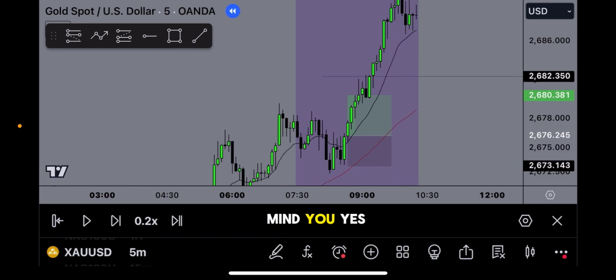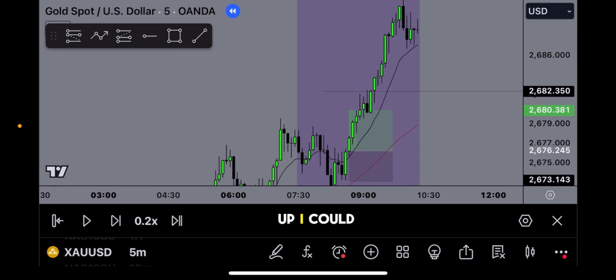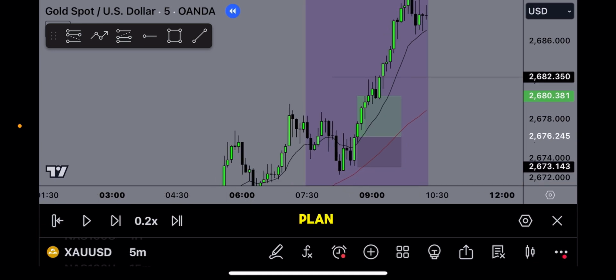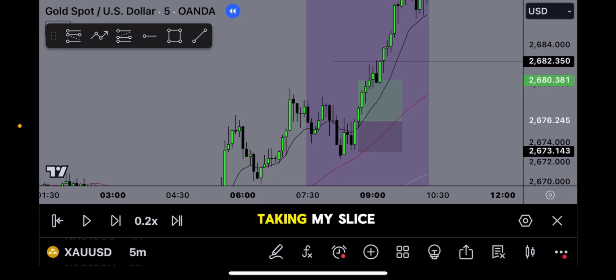And mind you, yes, price kept going up. I could have made more money. But at the end of the day, I'm just following my trading plan, taking my slice of the pie and calling it a day. Once I take my daily percentage goal for the day, I'm done. I'm calling it a day. I'm hopping off the charts. I'm turning off the computer.